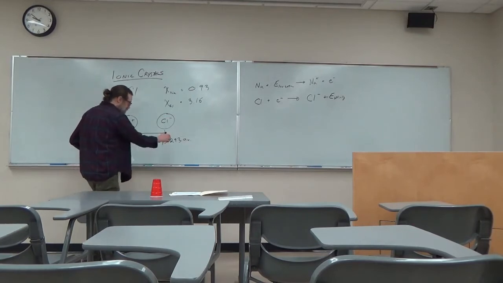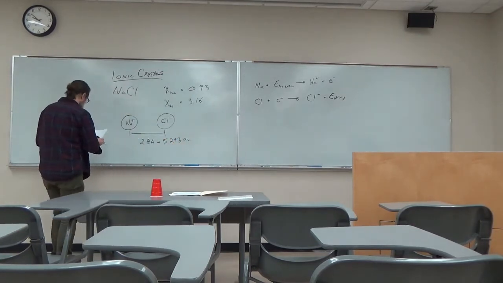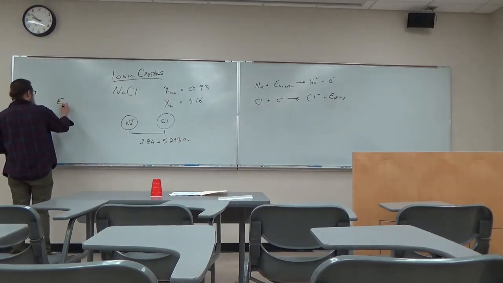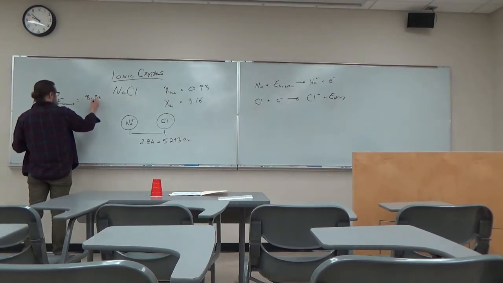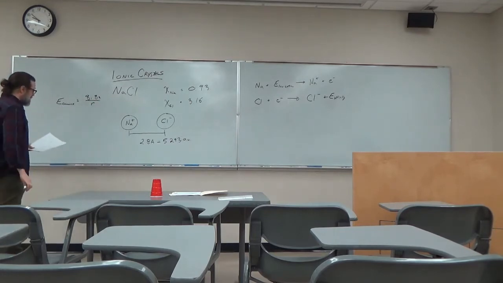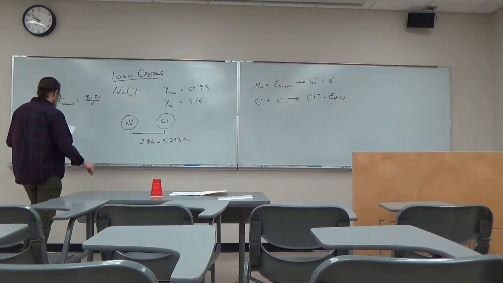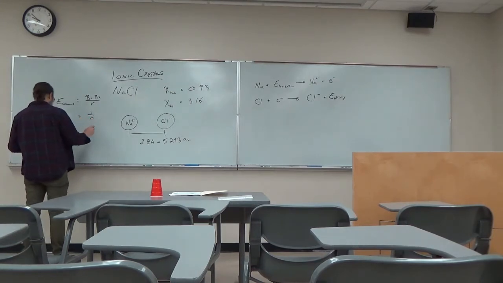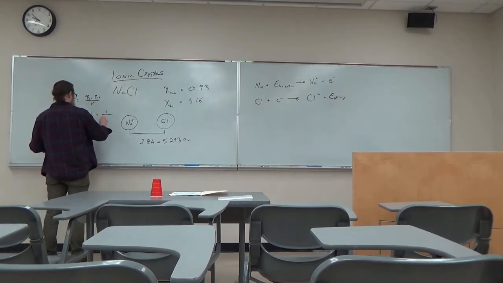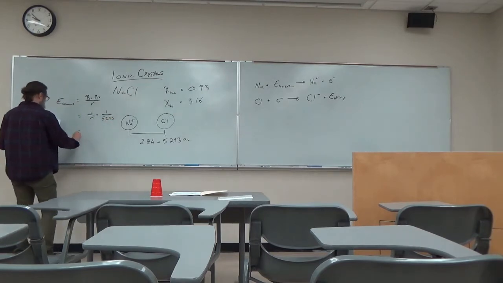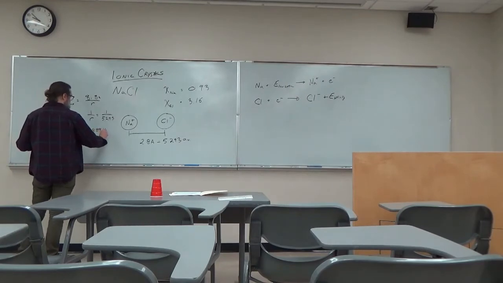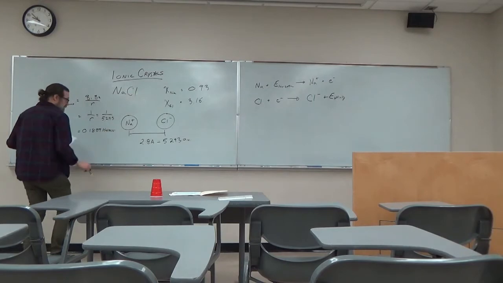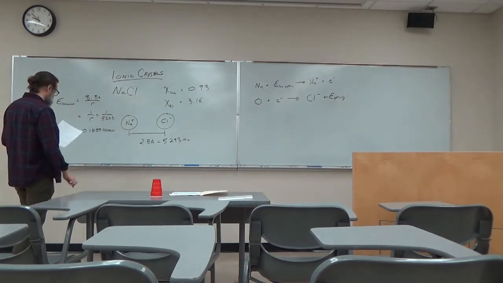So, using atomic units, the Coulombic energy is Q1 Q2 over R, and working in atomic units, that allows us to express this as 1 over R, or 1 over 5.293 atomic units. This is 0.1889 Hartree. This is a unit of energy in atomic units.